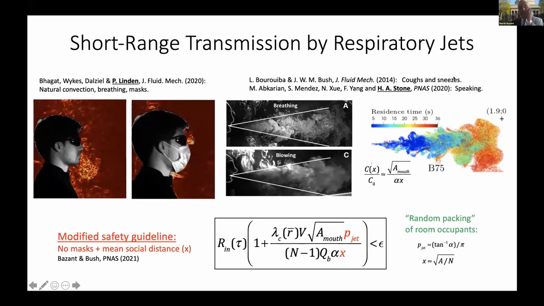And using the theory of turbulent plumes, you can actually derive a modified safety guideline, which John and I did in our paper, where you have the guideline I just showed you plus a correction. If you're not wearing masks and you have these turbulent plumes, then if X is the typical distance, either an enforced distance or a typical distance that people have in a given space, and P jet is the probability that you're actually in one of those jets, given, say, the angle, how often people face each other, then you can estimate how much additional risk there is. And it can in some cases be significant.